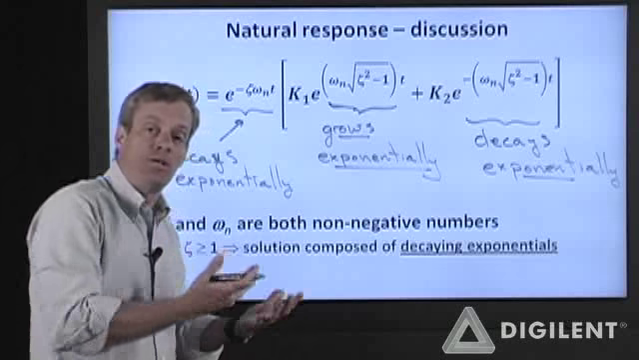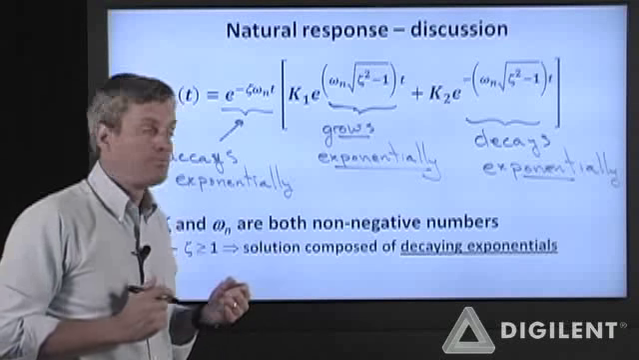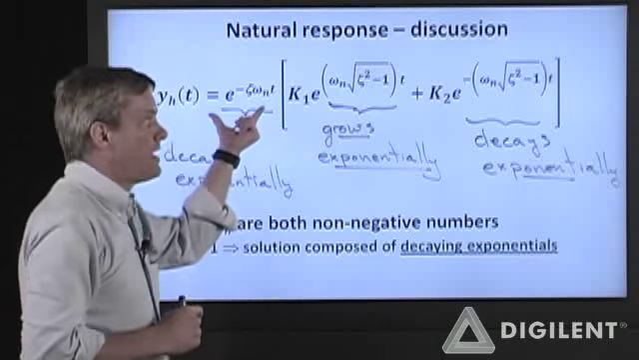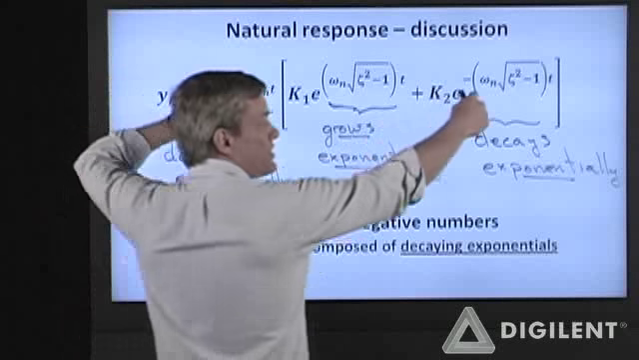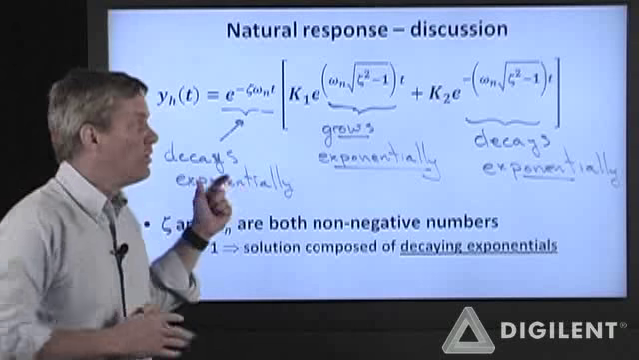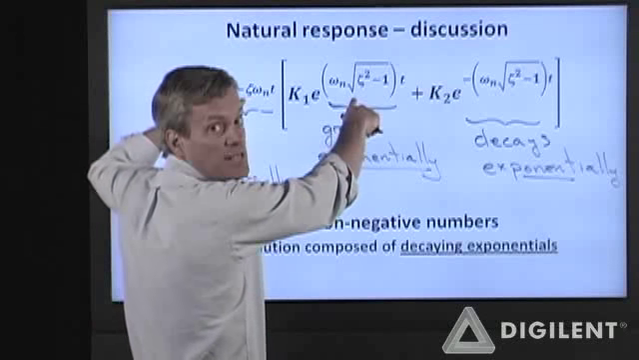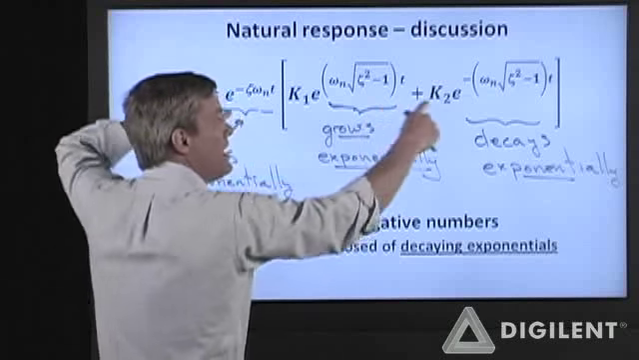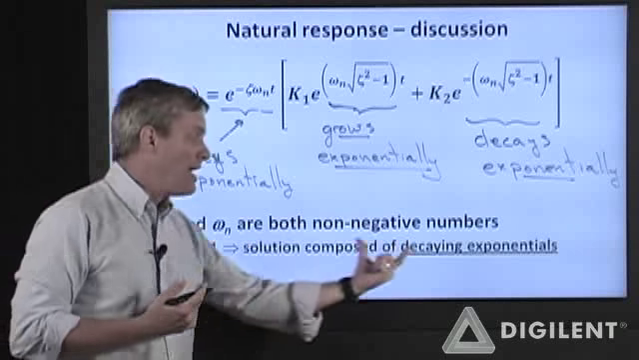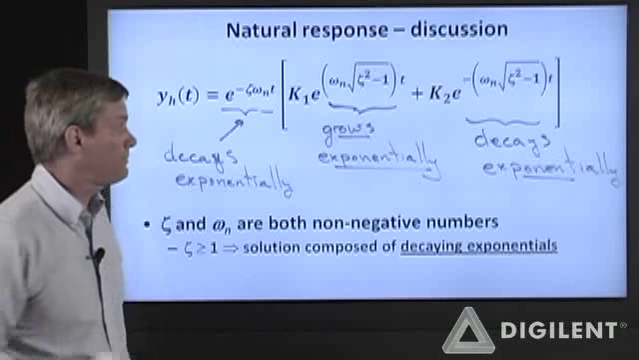That was our physical justification when we were doing first-order systems. The natural response has to go to 0. This guy decays exponentially. He's multiplied by something else that decays exponentially. This term here is going to decay, and it can decay rather rapidly. So you have one term that is decaying exponentially, possibly very slowly, and another term that is decaying exponentially, possibly very fast. And the overall solution is a sum of those decaying exponentials.